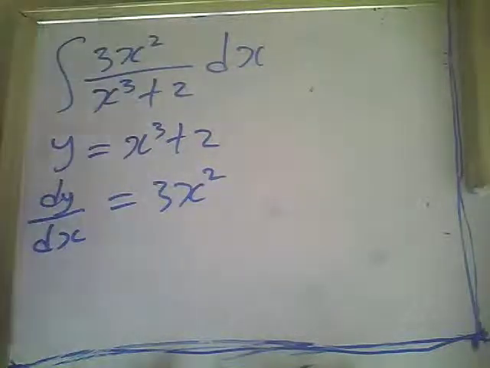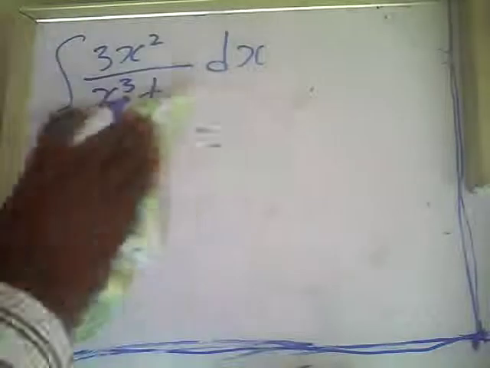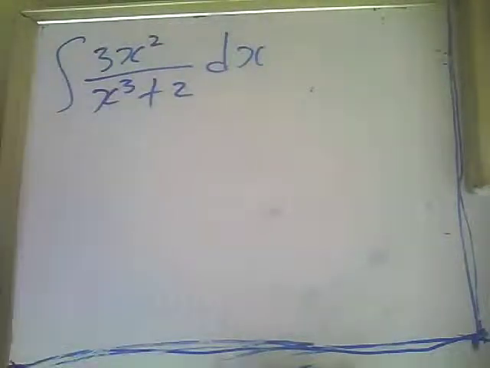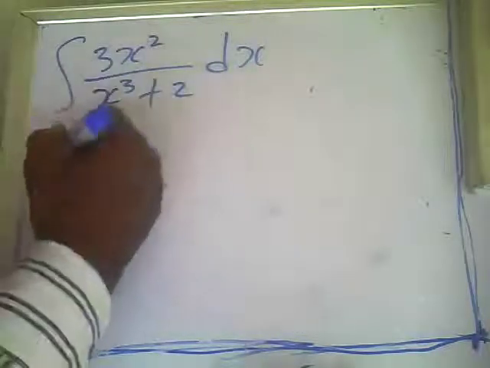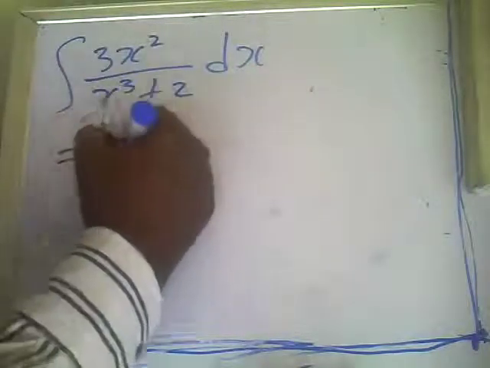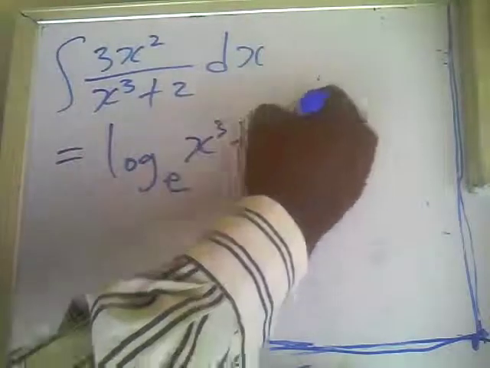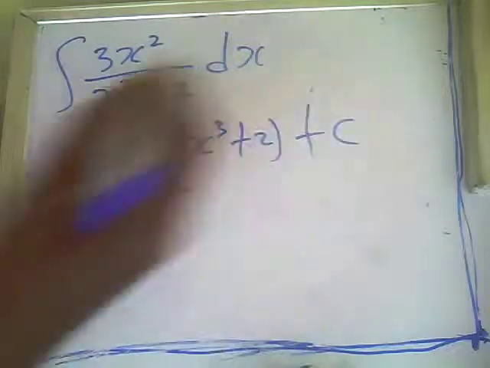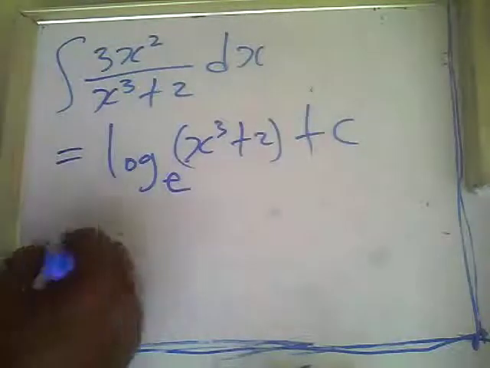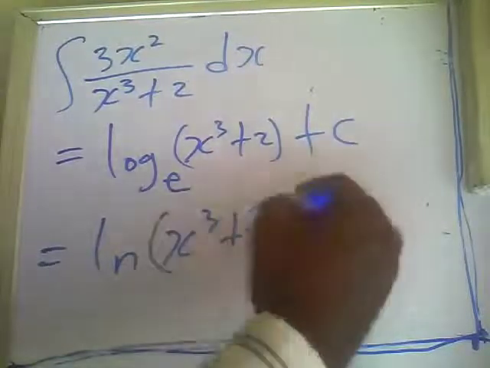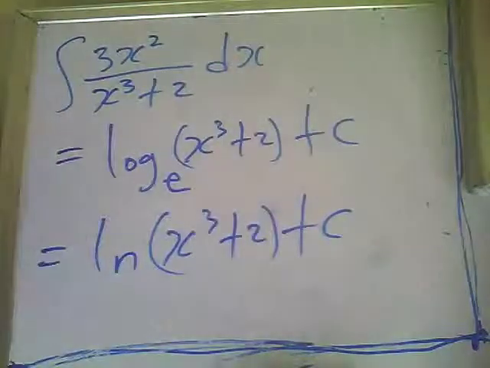So when this happens, we apply the law of log function integration. We have this equal to the natural log of the denominator, x cubed plus 2, plus the constant of integration. Or we have ln(x cubed plus 2) plus c. So that satisfies the law that I've introduced earlier.